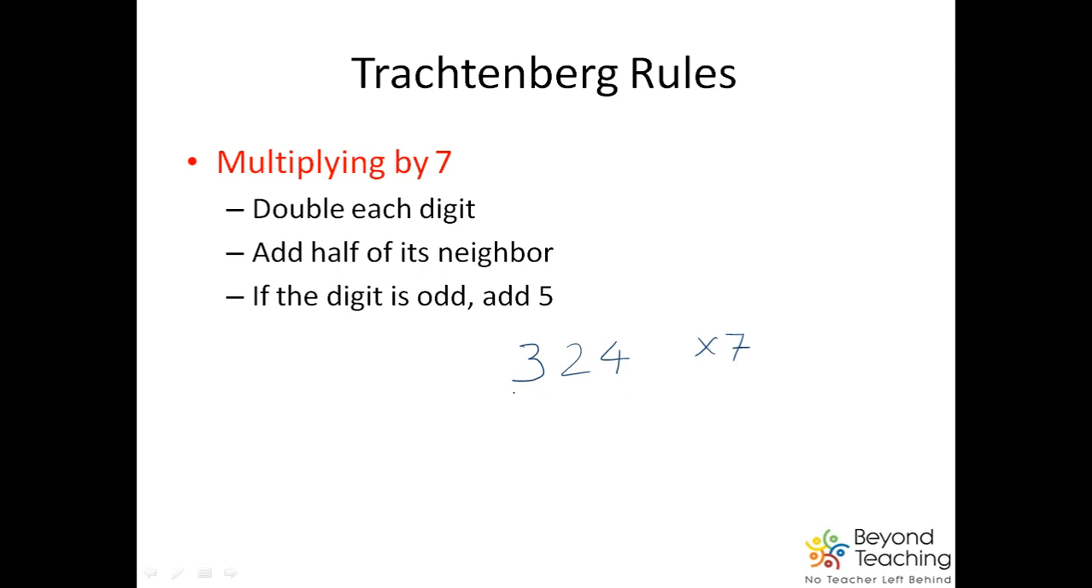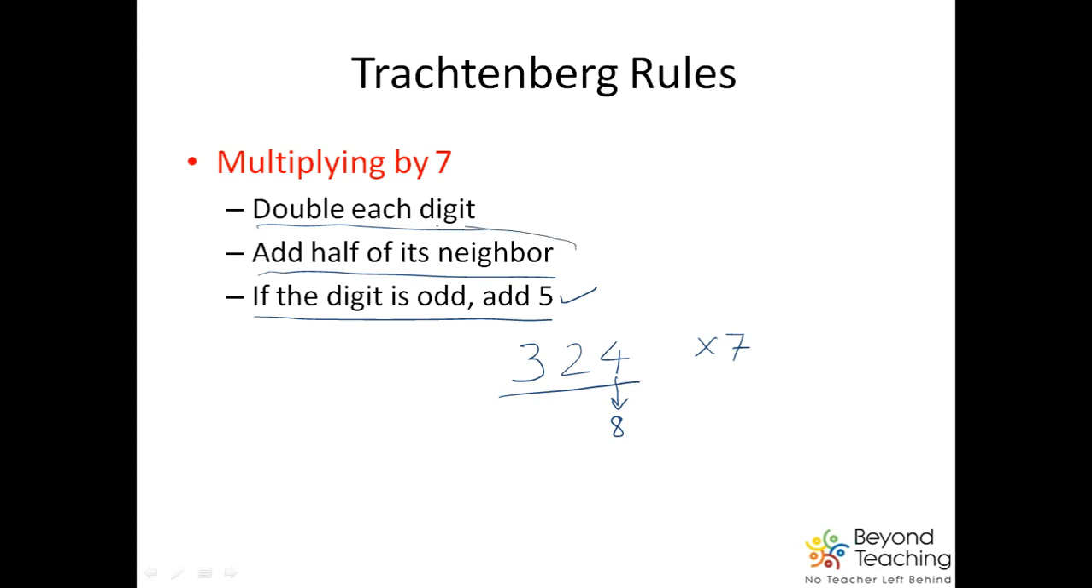So obviously we need to focus on the 324 here. It says double each digit. Obviously we'll again start from the right. It says double each digit, add half of its neighbor. If the digit is odd, add 5. Now the third condition is a slightly confusing one, so we will try to do that here. So double each digit means double 4, that is 8, and then add half of its neighbor.